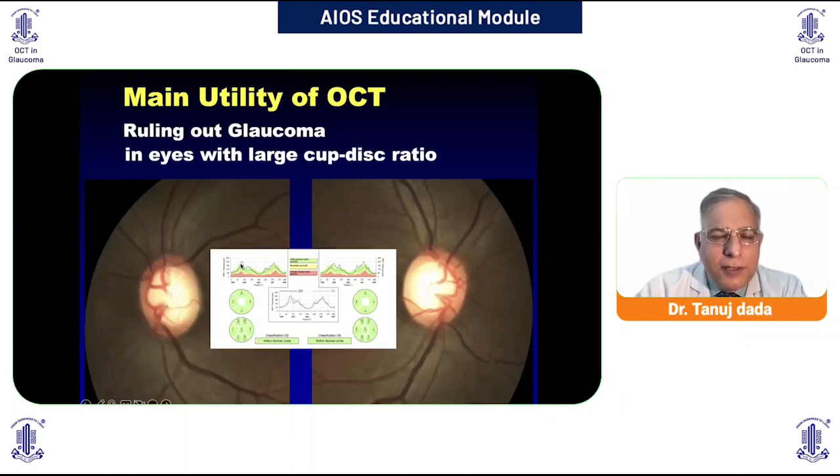You can see absolutely supranormal, healthy retinal nerve fiber layer. So you can easily say that there is no retinal nerve fiber layer defect, and this is a physiologically large disc with a large cup disc ratio. So that is the main utility of OCT, ruling out glaucoma in patients with suspicious discs, especially large discs with a large cup disc ratio.